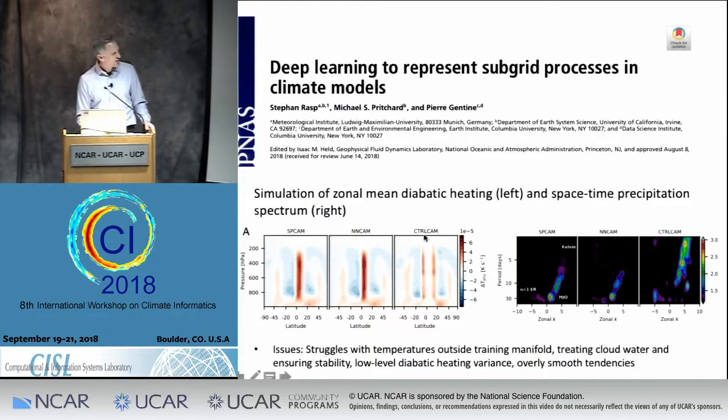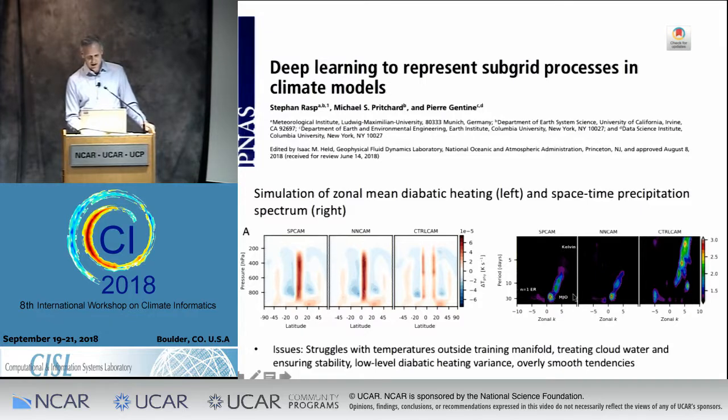And this is a comparison to a traditional parameterized version of the Community Atmosphere Model, and you can see this model gets two intertropical convergence zones, so very different behavior. So this model shows a lot of promise.